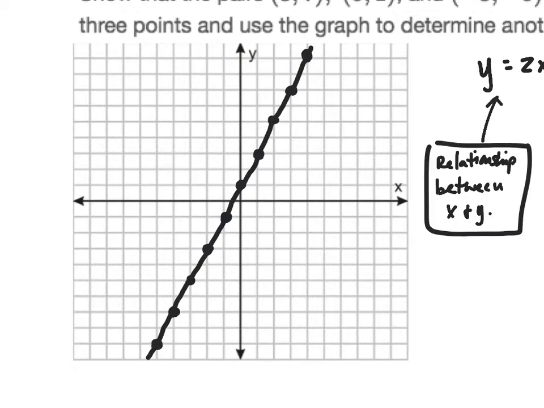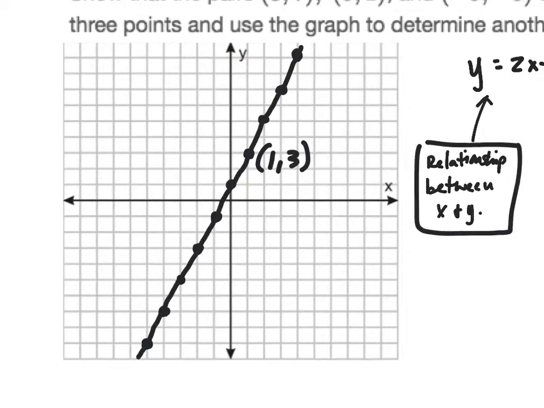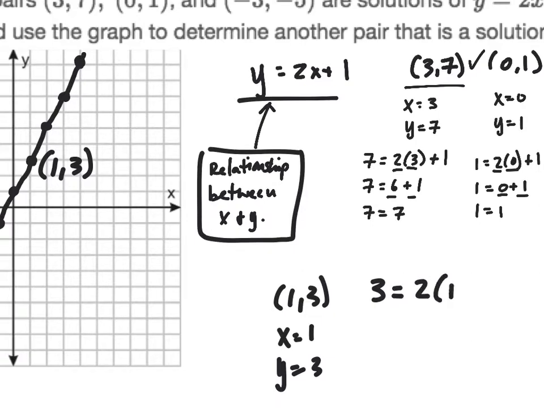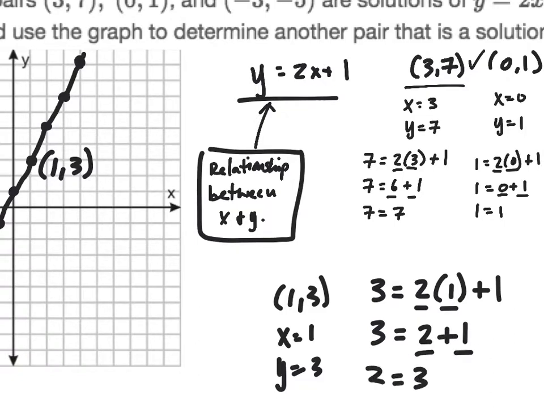And let's just look at this point, which is the point 1, 3. There's a bunch here, but let's just check to see if 1, 3 is a solution. So if I check 1, 3, I know that x is equal to 1 and y is equal to 3. If I plug it into my equation up here, I'm going to get 3 is equal to 2 times 1 and then plus 1. All I'm doing is just plugging those numbers in. 2 times 1 is just going to give me 2, and then add 1, and 2 plus 1 is going to give me 3. 3 is equal to 3. Therefore, that's a solution.